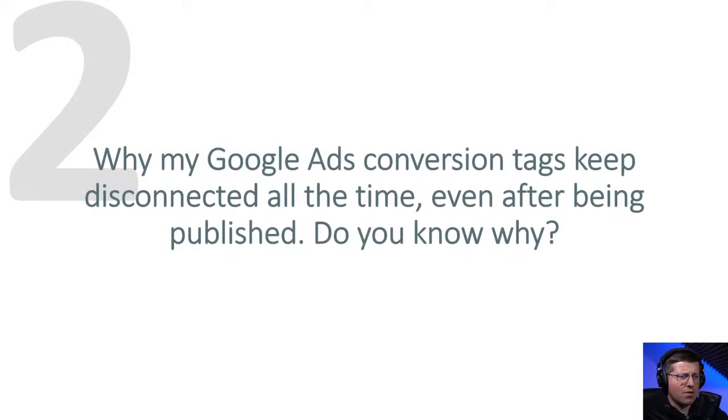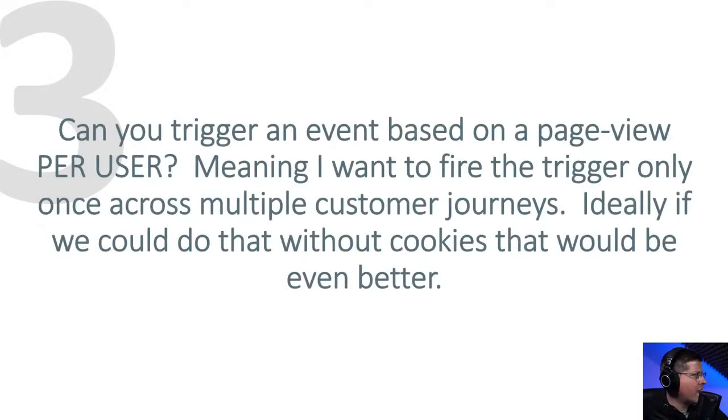Why do my Google Ads conversion tags keep disconnecting all the time, even after being published? Do you know why? If the person who asked this question is here, please elaborate, because I'm not sure I understand what "keep disconnected" means, honestly. I'm not sure what this means and where the problem might be. So if that person is here, please elaborate, and then we will be able to come back to this question.